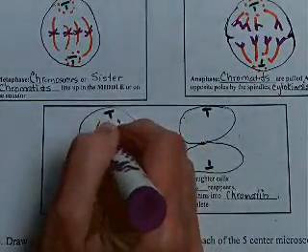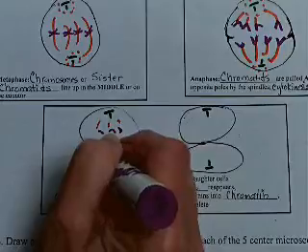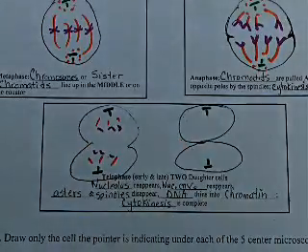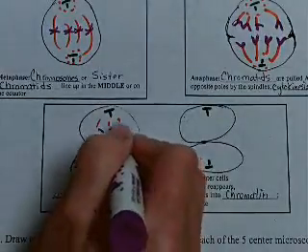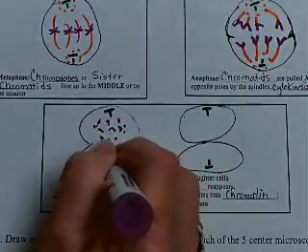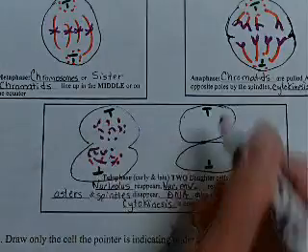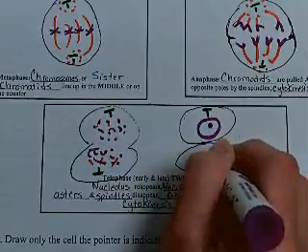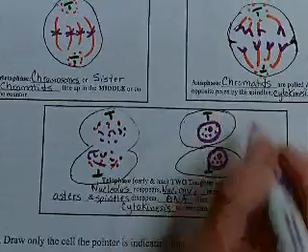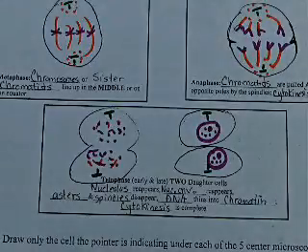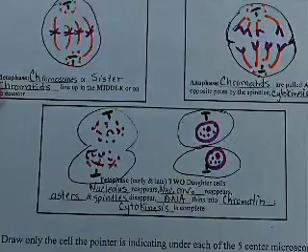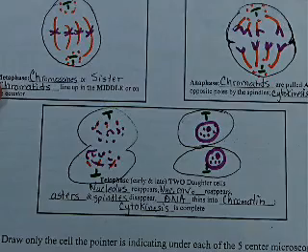Our DNA material has been pulled to opposite poles. And what's going to happen, our nucleus is going to start reforming. So we're going to have a nuclear envelope starting around there, and our nucleolus is going to form. So by the time we finish late telophase, we're back to a complete nucleus with 2 nucleoli and chromatin. All the centrioles have disappeared, all the asters have disappeared, and now we have 2 identical cells.